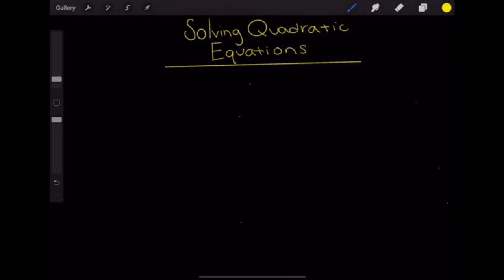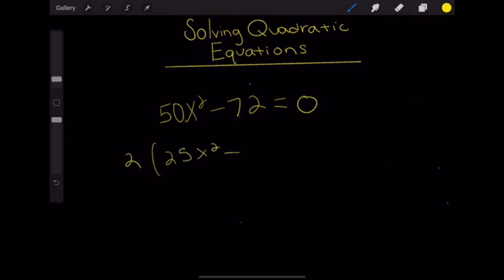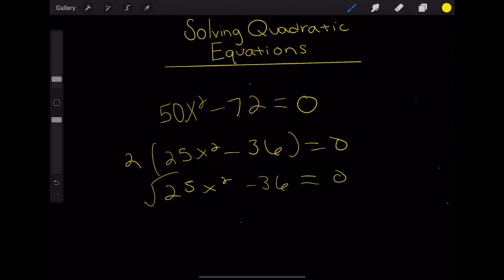So for our last one, it's going to be another difference of squares, but a little bit more challenging. So you have 50x squared minus 72 equals 0. Now these numbers aren't perfect squares, so in this case, you take out a 2 to get perfect squares. So 2, and then 50 divided by 2 is 25x squared, and 72 divided by 2 is 36. So now we're just left with 25x squared minus 36 is equal to 0. Now we just square root both of these.